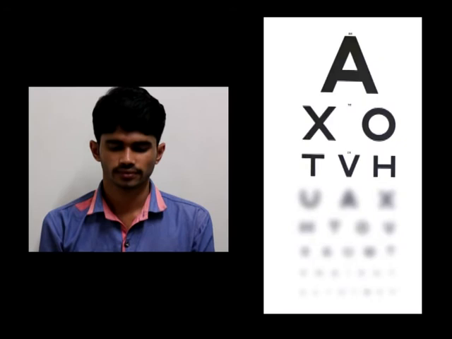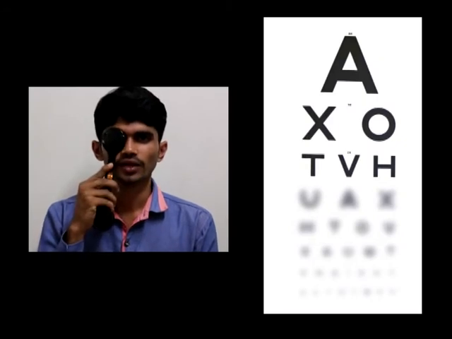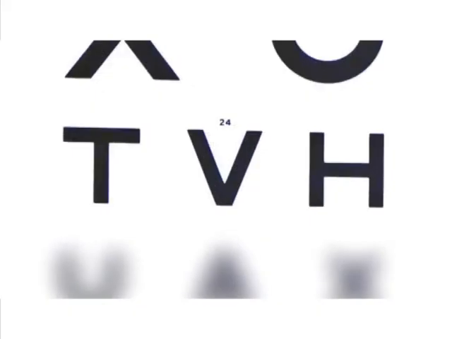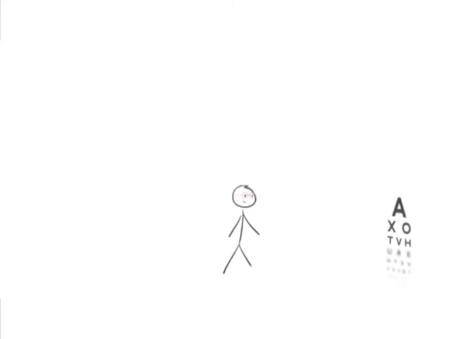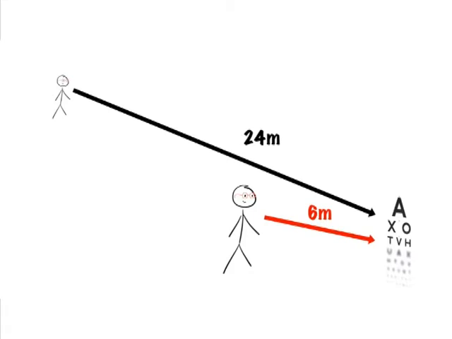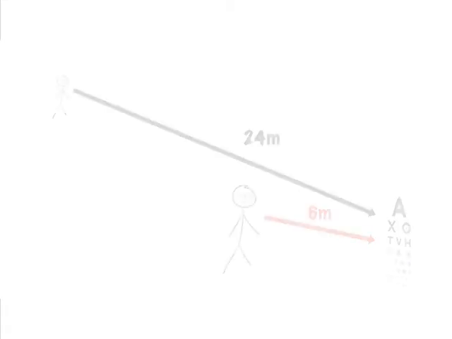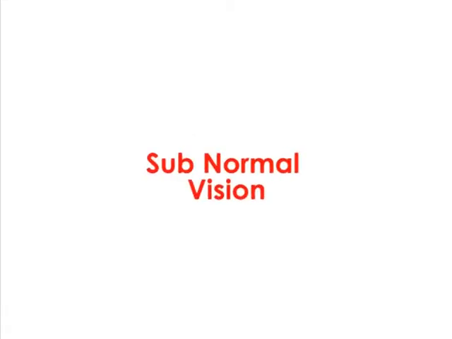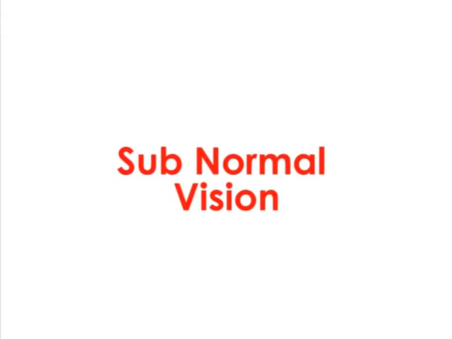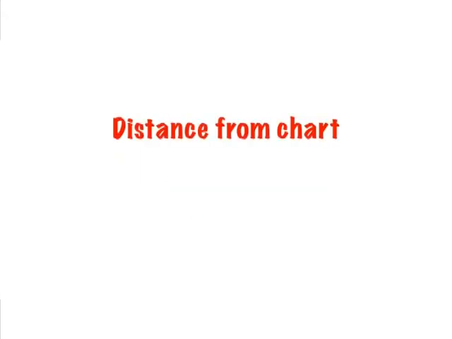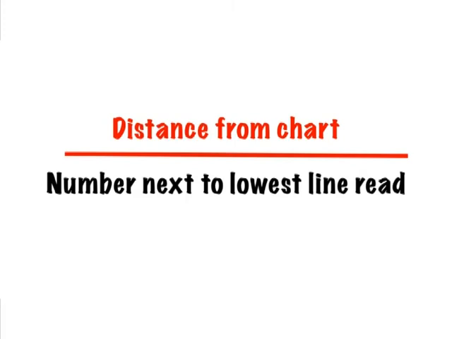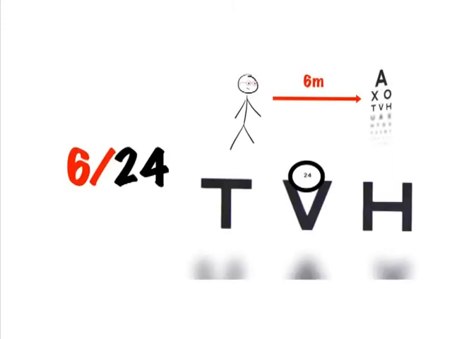This patient can read only the top 3 lines, which says 24. Now what does this mean? This means that he can see at a distance of 6 meters what a normal person can see even at 24 meters. So his vision is much less than normal. This is expressed as a fraction: the distance from the chart against the lowest line read. So in this case, it is 6 by 24.